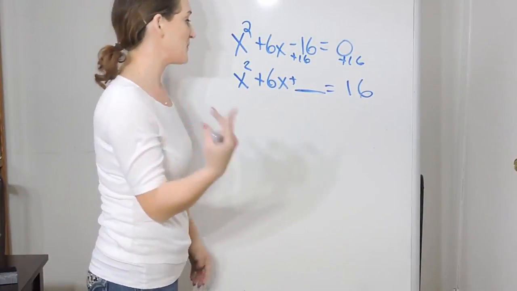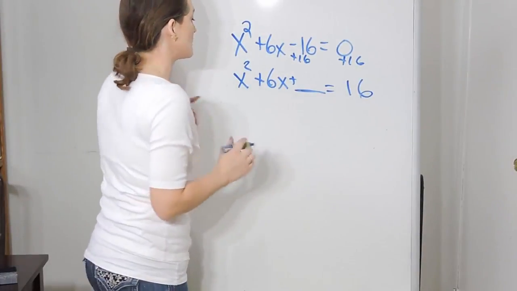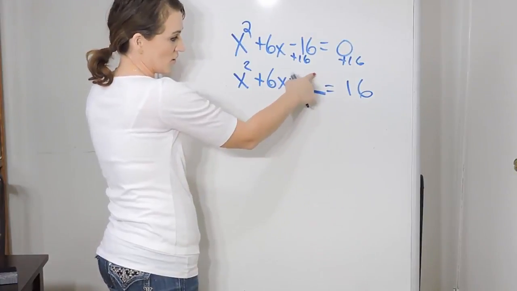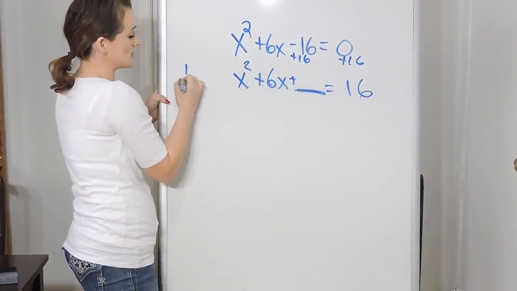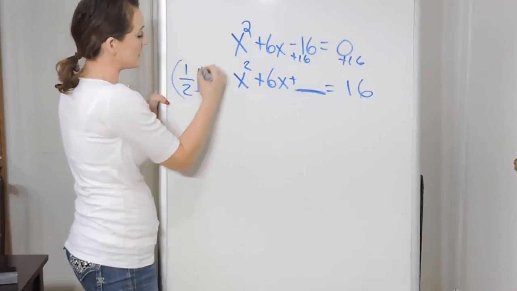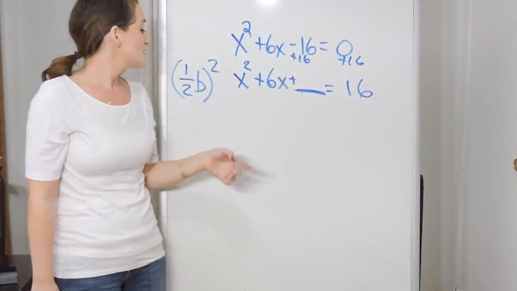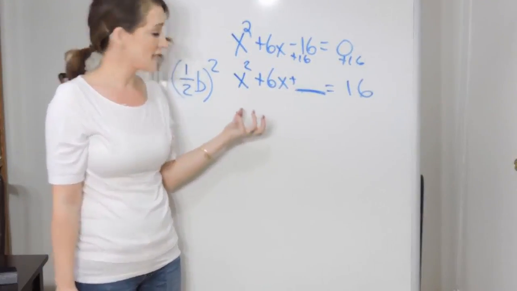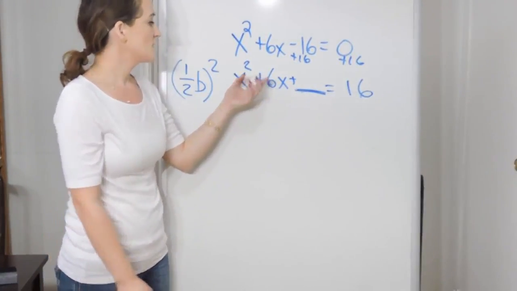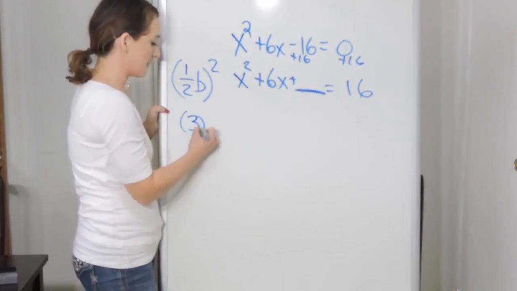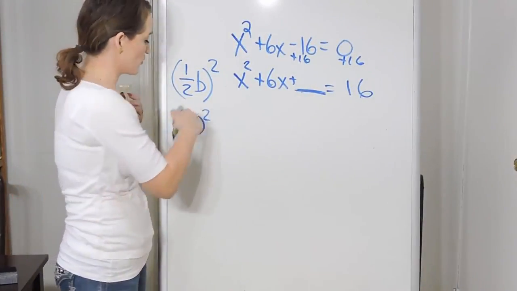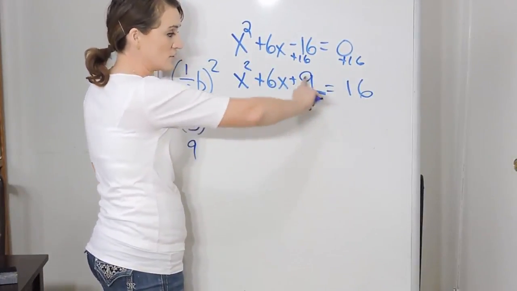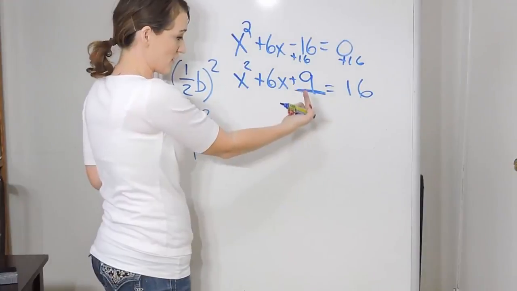Step 2 in completing the square says that we need to do this. In order to figure out what this missing term is going to be, we take 1/2 of b and then square it. Remember that b is your middle term. For this example, that's a 6. So take half of 6, which is 3, and square 3. 3 squared is 9. So we're going to fill in this missing piece here with a 9.